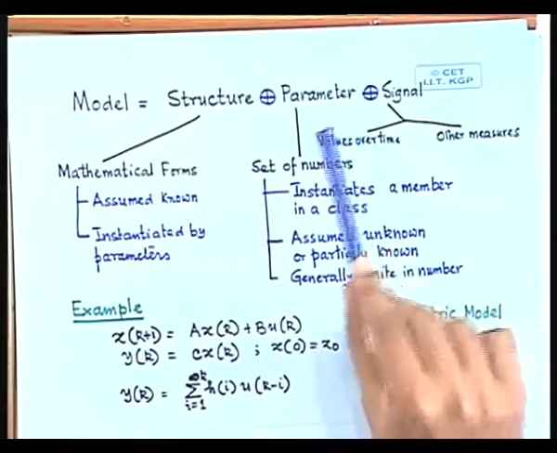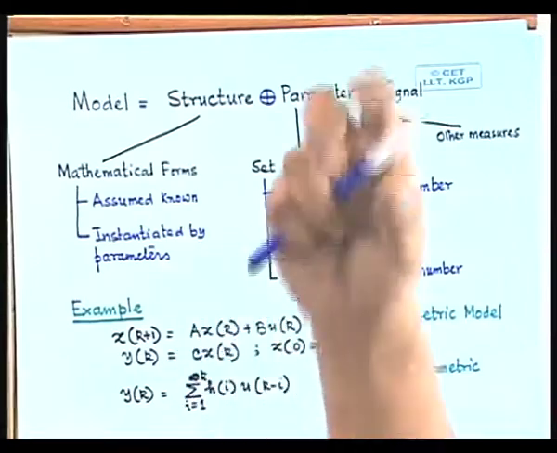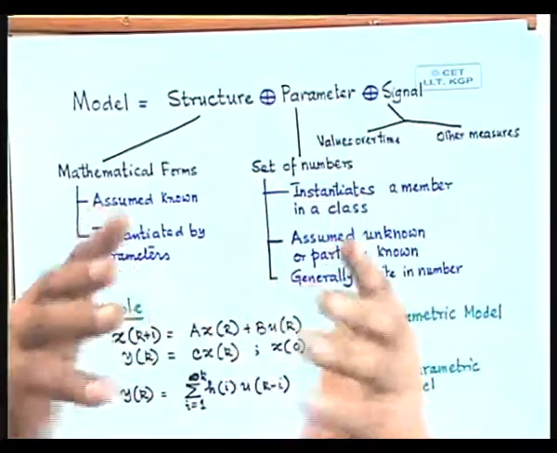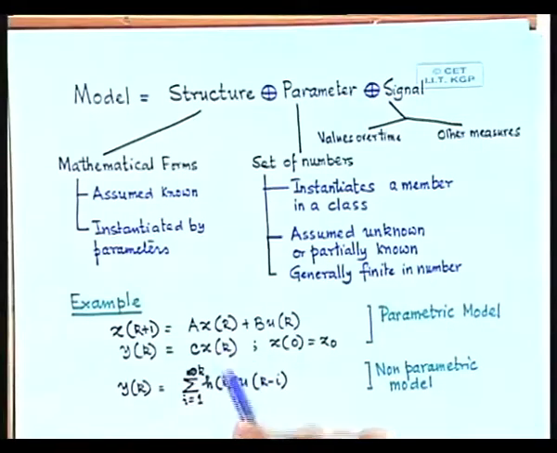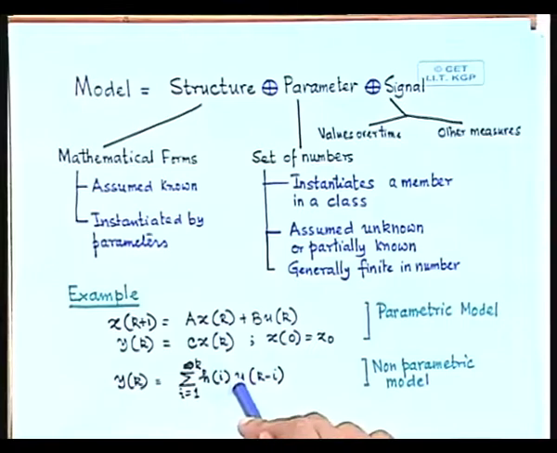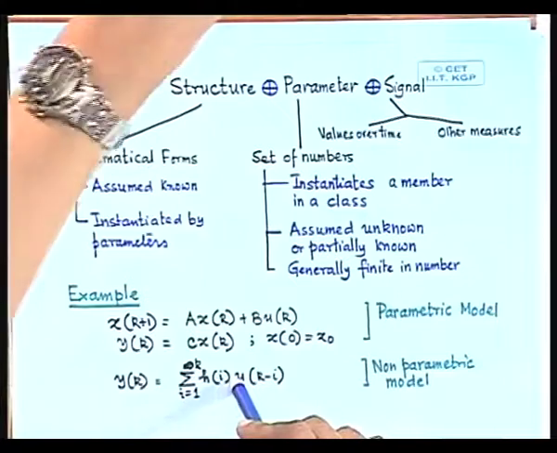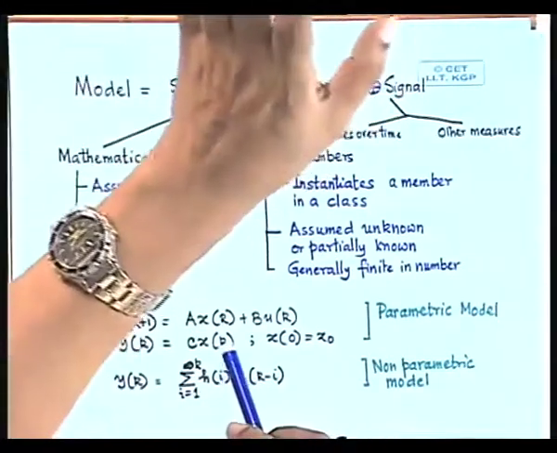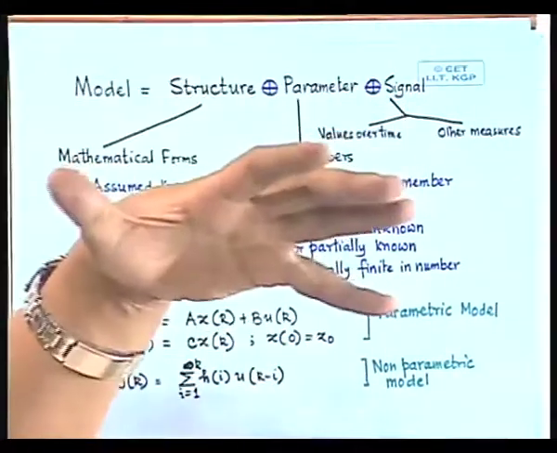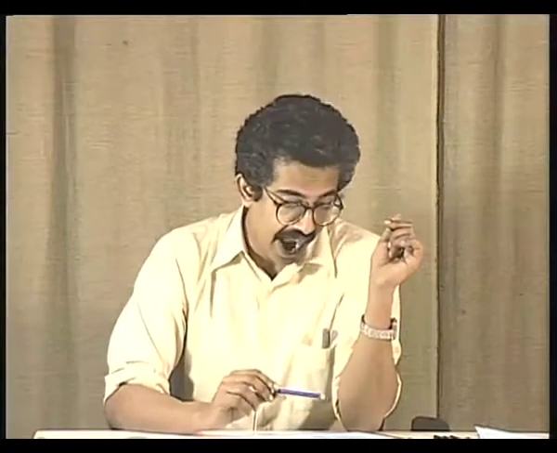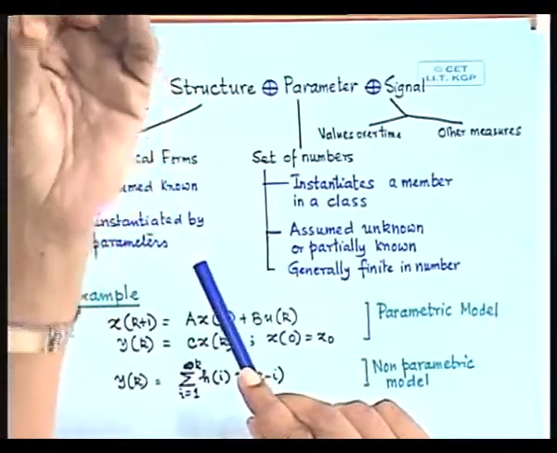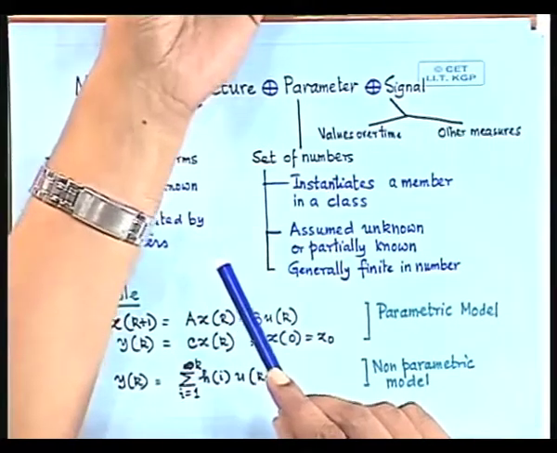So basically when you tell a structure, you are defining a class of models. This is a class of linear finite dimensional time invariant systems. You are not talking about a particular model of this circuit. You are talking about a set of models, all of which can be described by that structure.